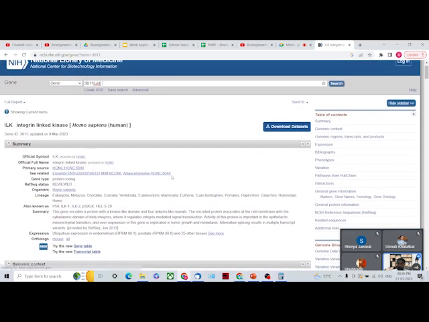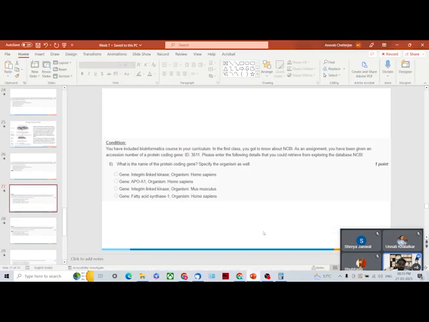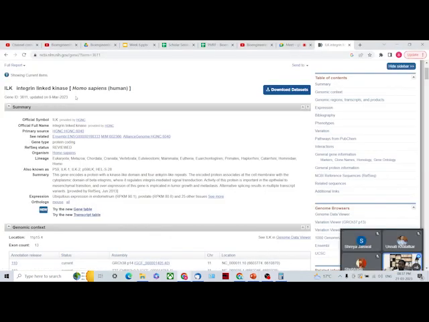And that will open a page such as this. From the page itself, we can see that the gene ID 3611 corresponds to the integrin linked kinase, Homo sapiens. So the first answer is right, very evident right here. What is the name of the protein coding gene, and specify the organism as well? The protein coding gene is integrin linked kinase, and organism is Homo sapiens, right here from the first line of the page itself.